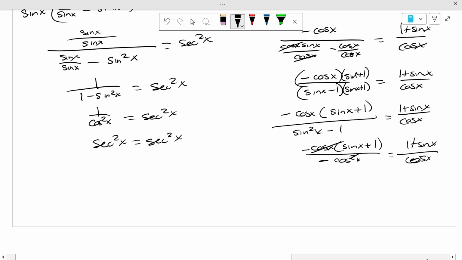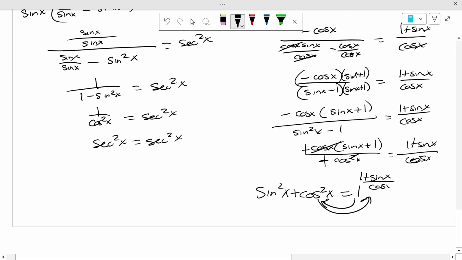It's negative cosine squared of x. Because sine squared plus cosine squared of x equals 1. So if I move this way and this way, that's a negative cosine squared. So negative over negative is a positive. Cosine with the cosine cancels. So 1 plus sine of x over cosine of x equals 1 plus sine of x over cosine of x. And that is what you need to know for your quiz.